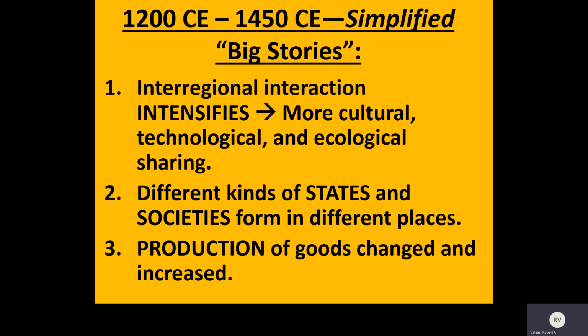The first one, I think, simplifies to interregional interaction intensifies, meaning there's more cultural, technological, and ecological sharing of things that come from nature, whether it's crops, agricultural products, or germs that came from our natural ecology. And then the abbreviation for the second point: different kinds of states and societies form in different places. There's that global tapestry theme. And third, production of goods changed and increased. This is what we're going to be paying attention to as we take a tour here of the world in the pre-modern era, 1200 to 1450.